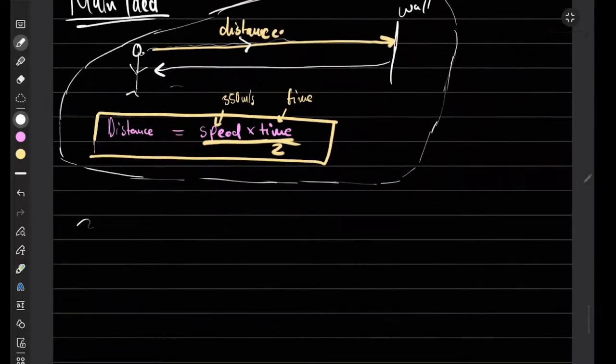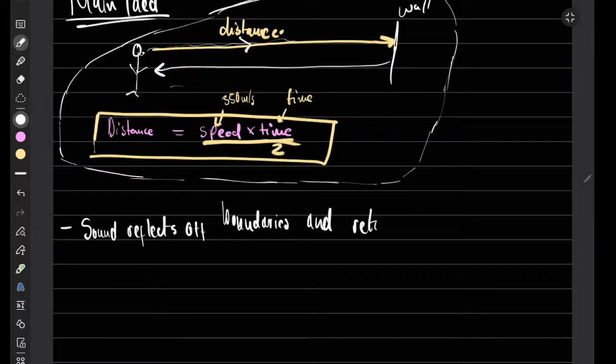So the main idea is that sound reflects off boundaries and returns as an echo. Are you writing with me?